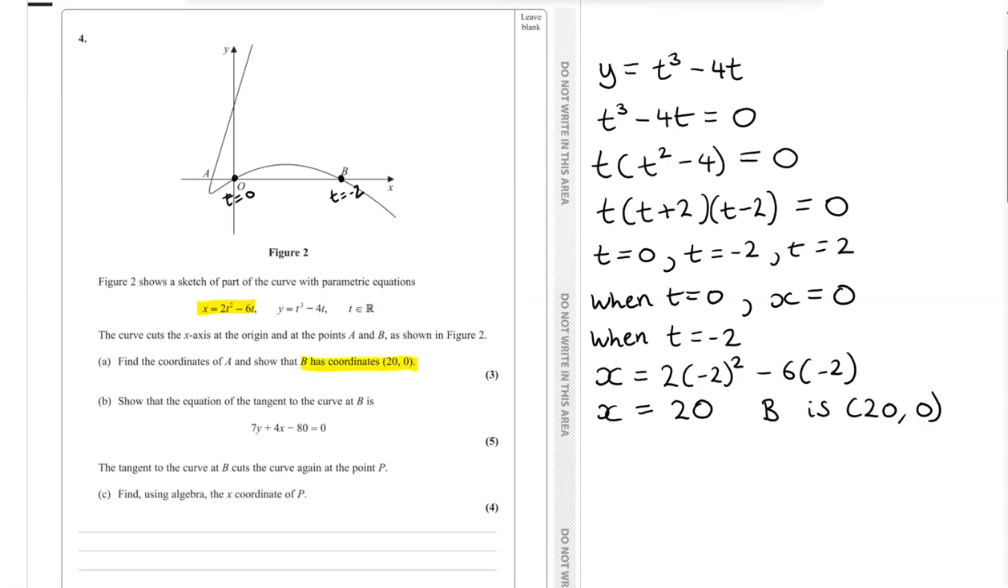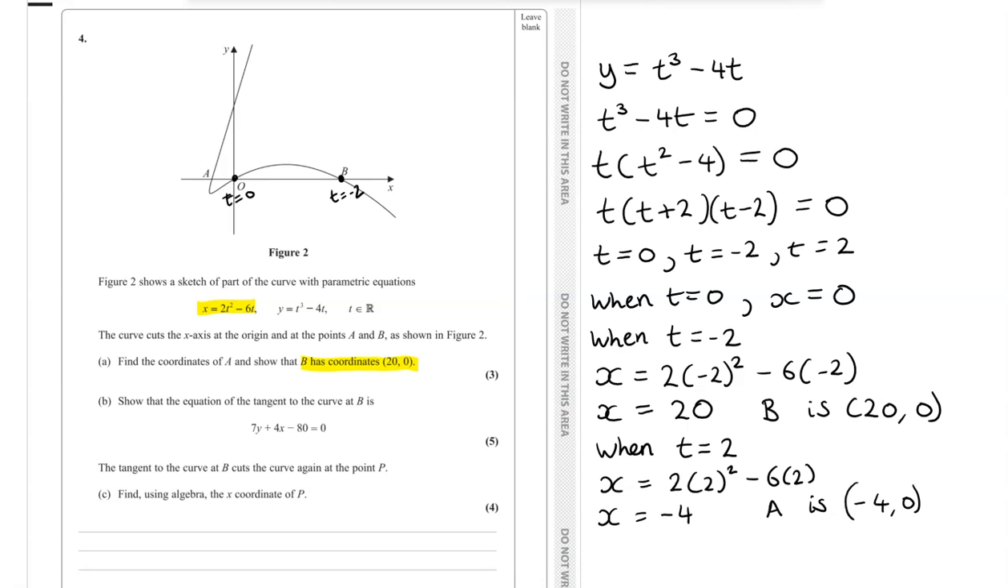So I've done that bit. Hopefully this other value of t should give me the coordinates for a. So when t equals 2, I'm going to substitute that into x equals 2t squared minus 6t. And when I do that, I end up getting x as minus 4. So the coordinates of a are going to be (minus 4, 0). So at this point a here, the t value is going to be 2.